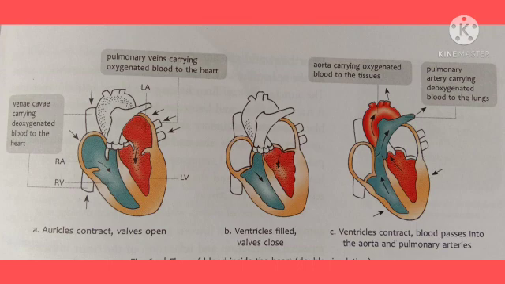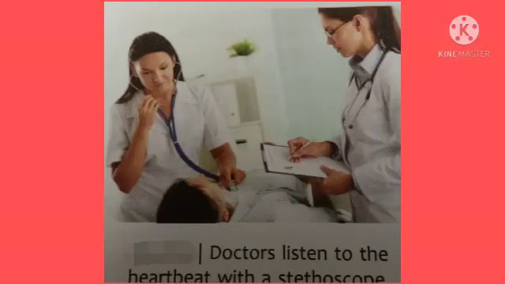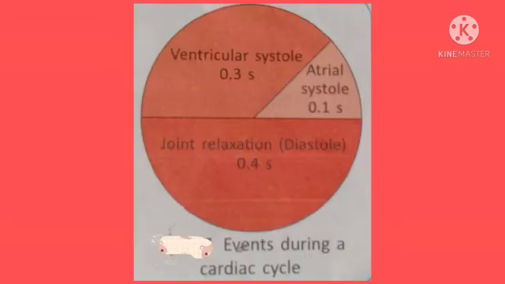This is called a heartbeat, and the complete sequence of events in one heartbeat is known as the cardiac cycle. Our heart beats about 1 lakh times or 100,000 times every day, pumping 5 liters of blood on an average every minute.